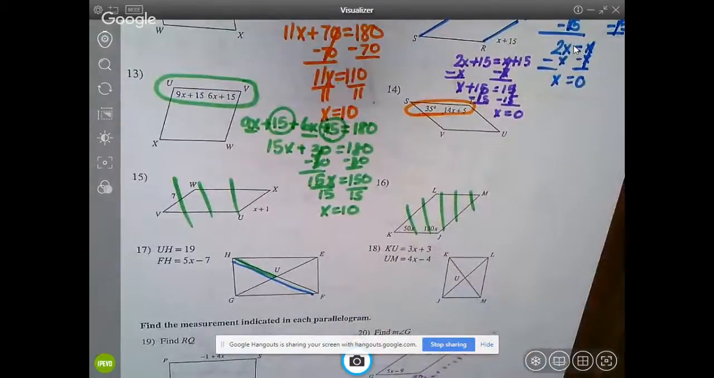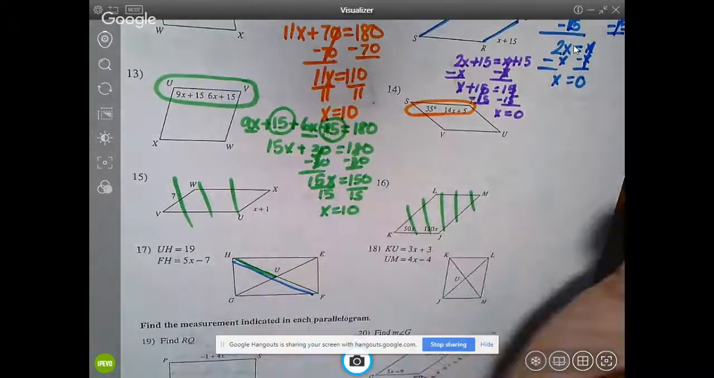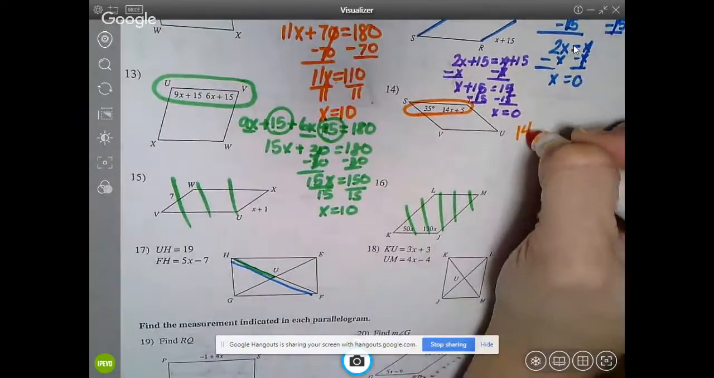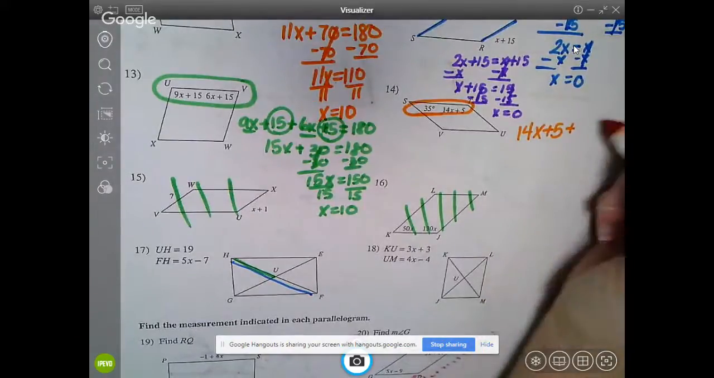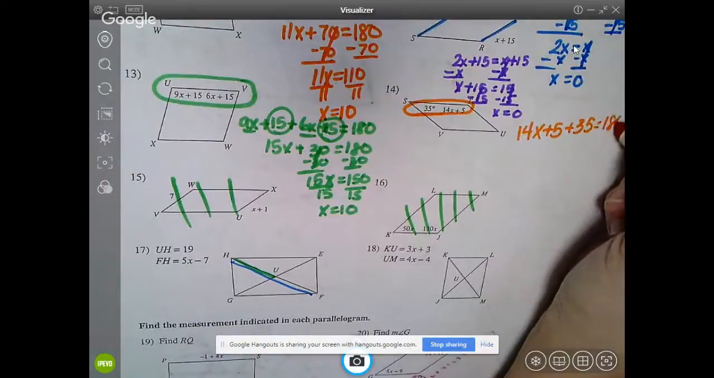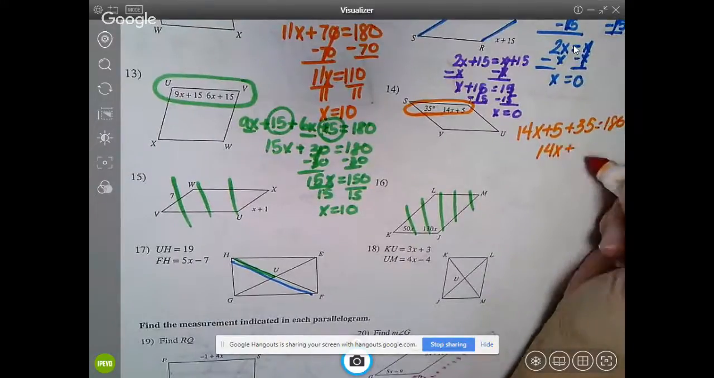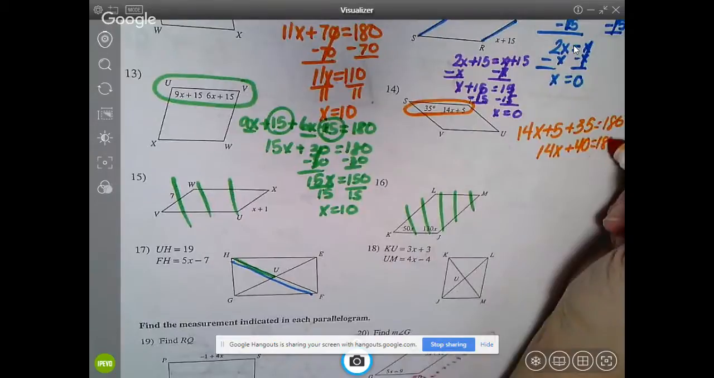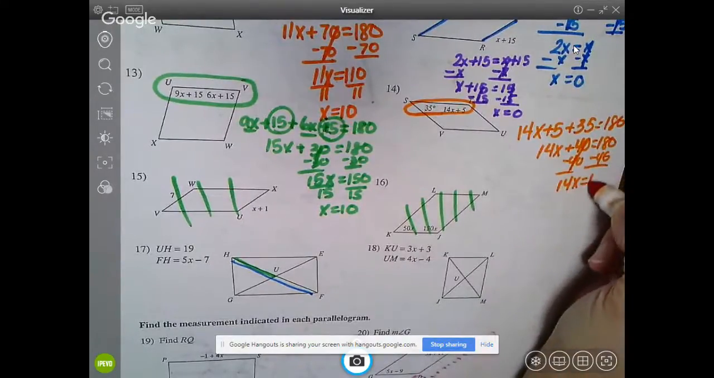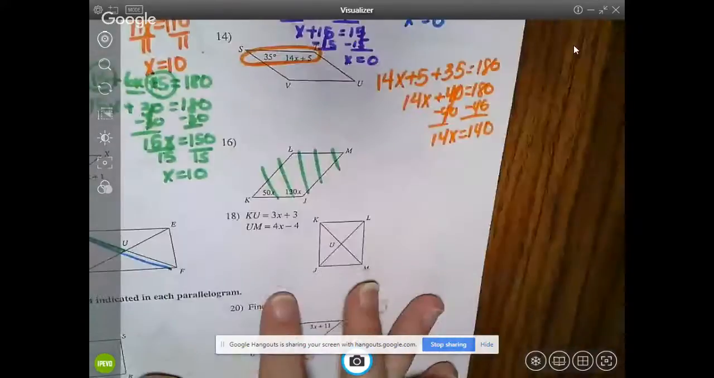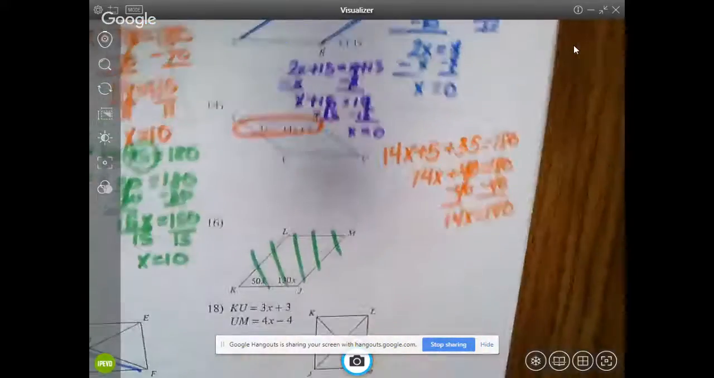Okay, are the angles in 14 opposite or consecutive? They are consecutive, same side, 14. So because they're same side, what does that mean? They equal 180. Combine like terms. Subtract. Divide.